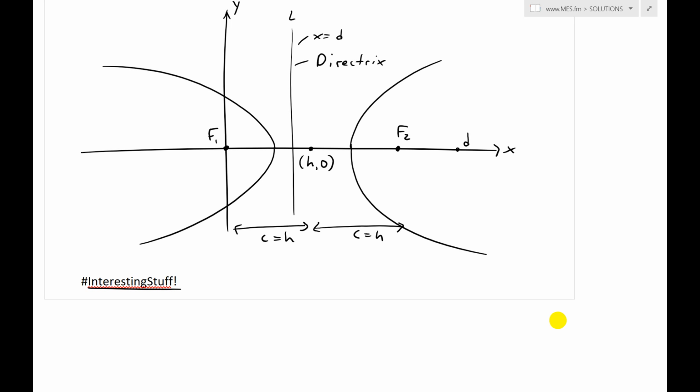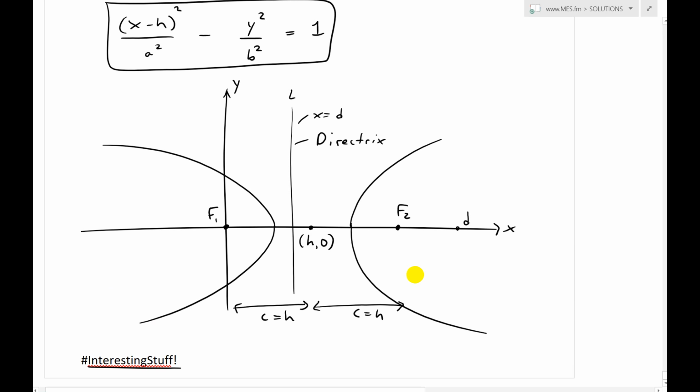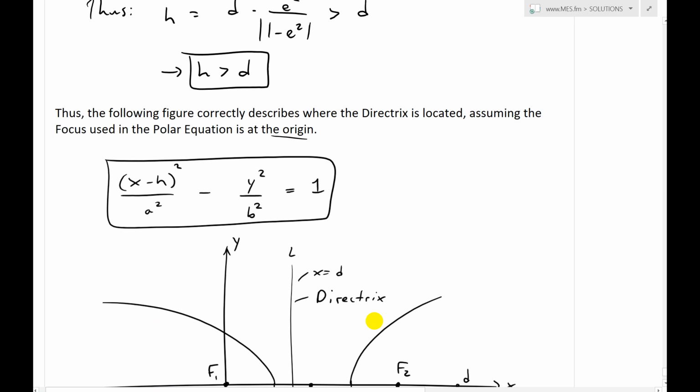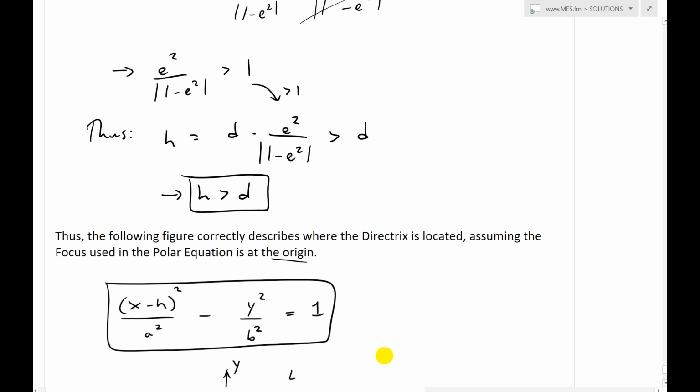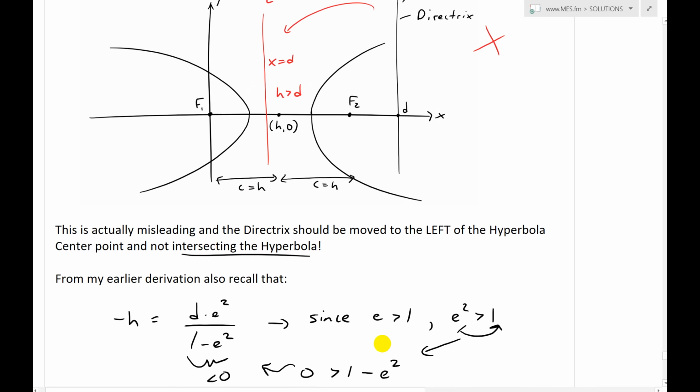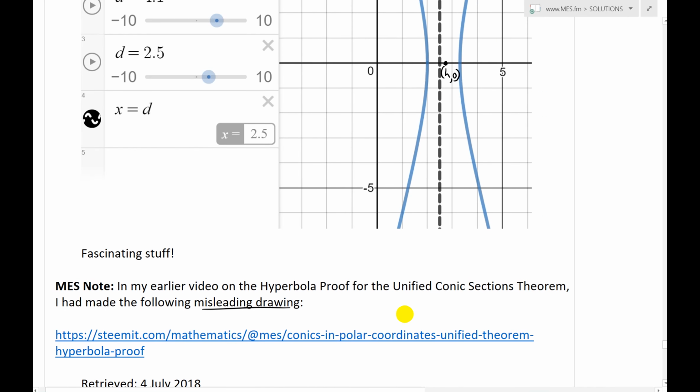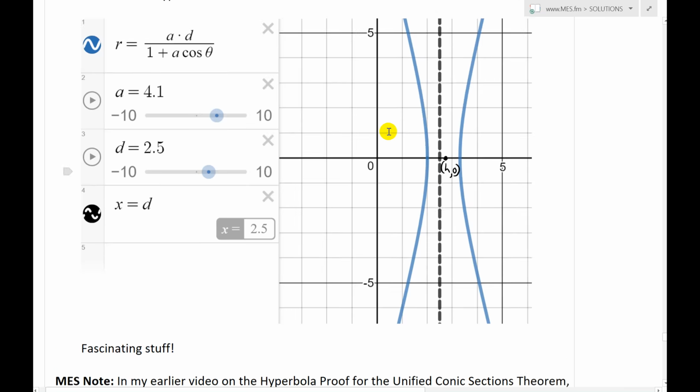So now I'll be updating the older video. I'll just put a link to this one saying I made a mistake, and the directrix should be over there. So anyways, that's all for today. If you followed along this very extensive math lesson, very fascinating stuff.